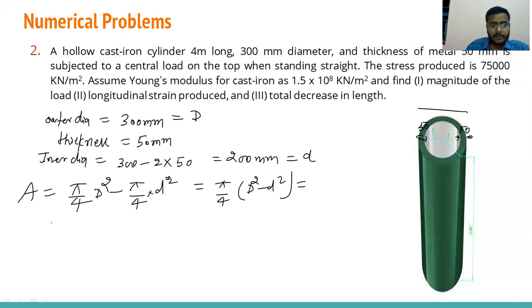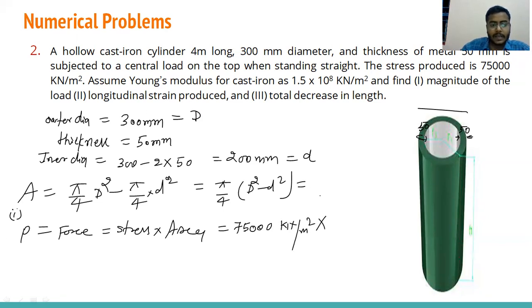Maybe we can directly apply the formula. So now we can calculate the force. First one, force is stress into area. Stress we have 75,000 kilonewton per meter square into area. See, this is kilonewton per meter square, so we have to put this data in.